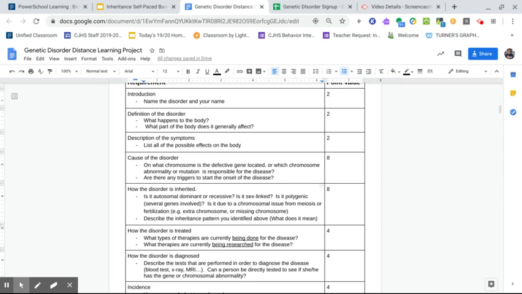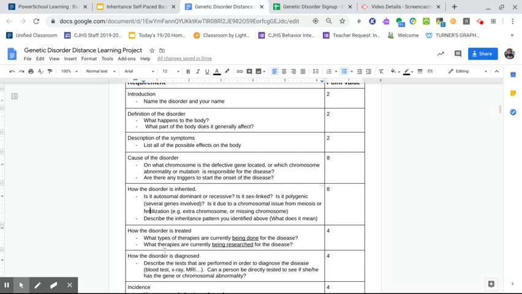Is it due to a chromosomal issue from meiosis? Okay, remember meiosis produces your gametes. Sometimes if there's a mutation during meiosis, certain disorders will end up with an extra chromosome or a missing chromosome because they didn't split correctly during meiosis. And if you have an abnormality or a disorder that involves an extra or missing chromosome, or what we call translocation, you might be dealing with an issue with meiosis. Now, not only do you have to identify how it's inherited, I want you to actually describe what that means.